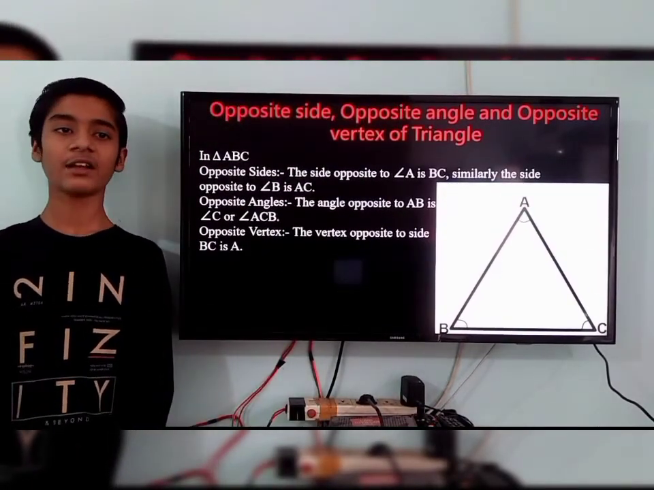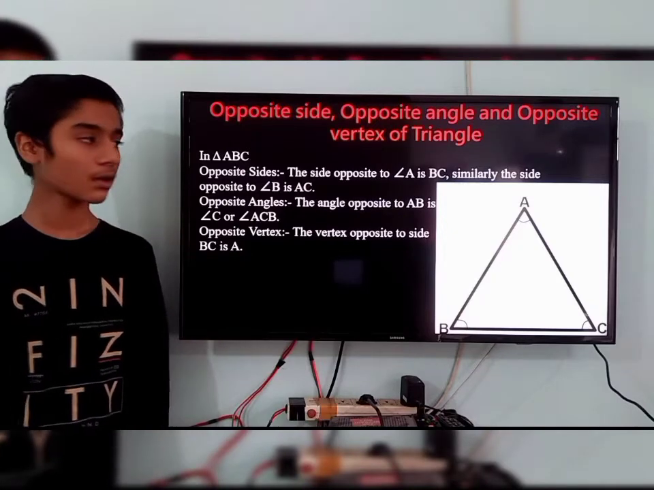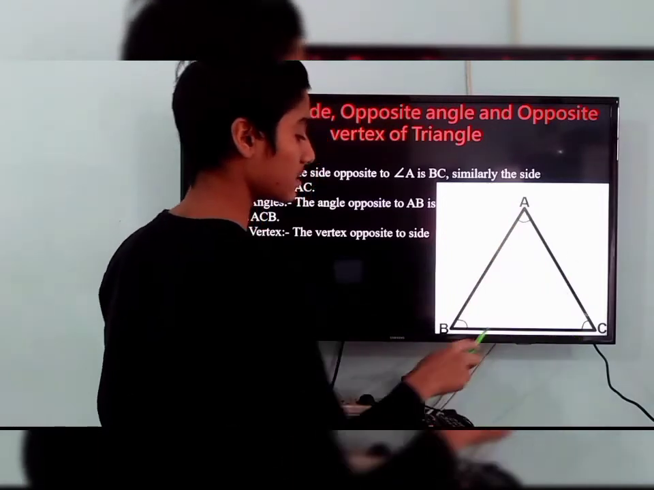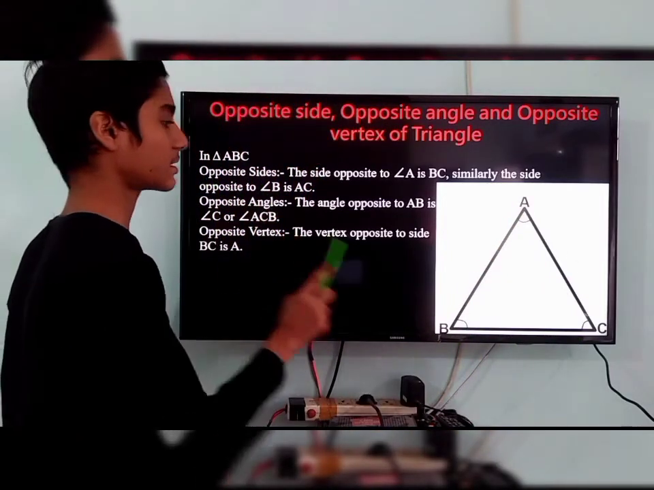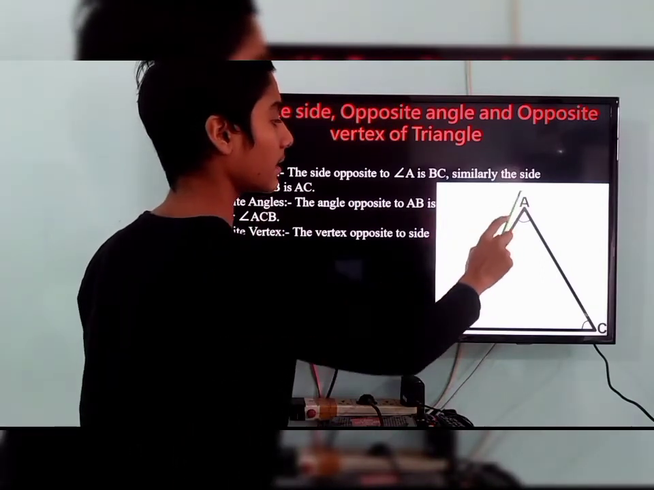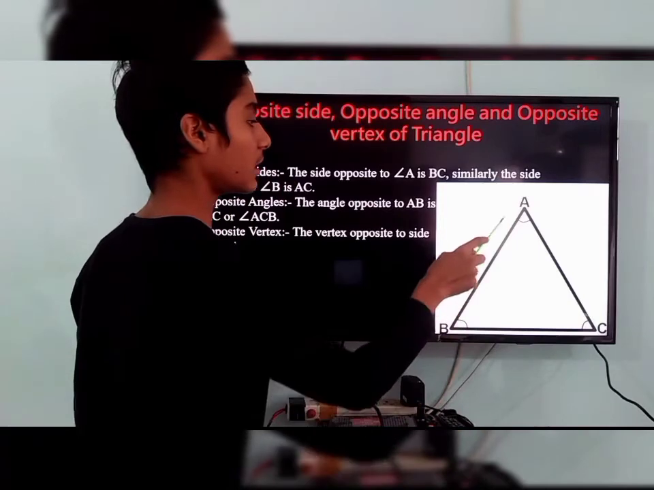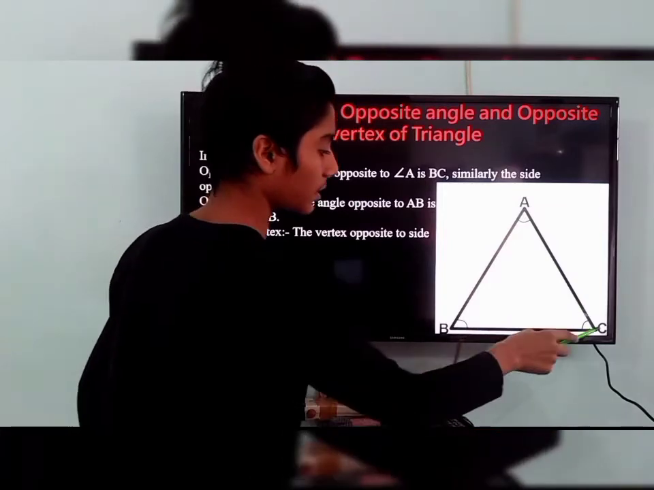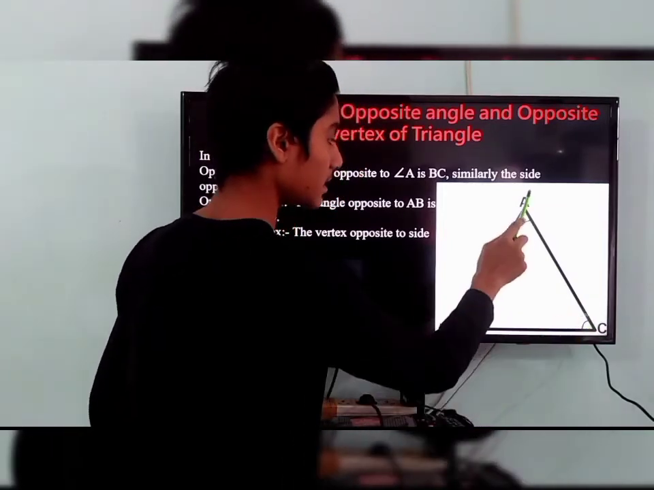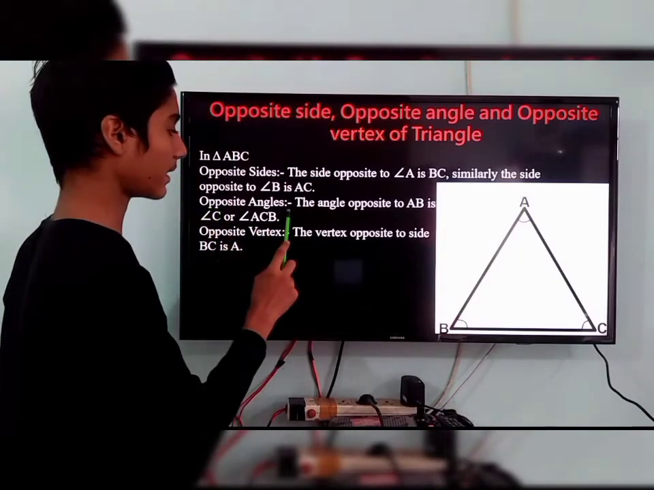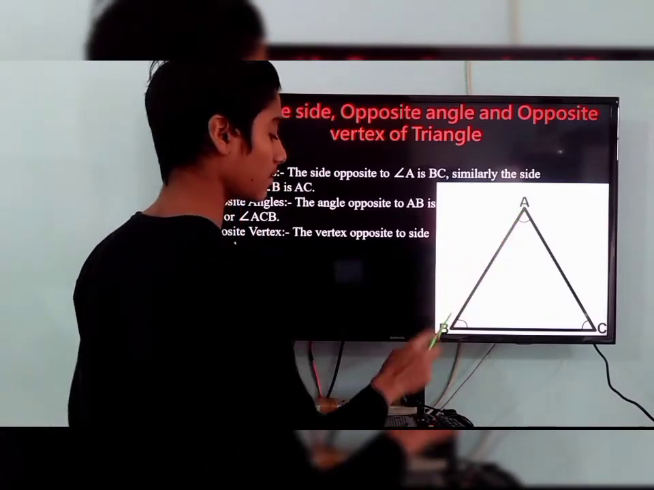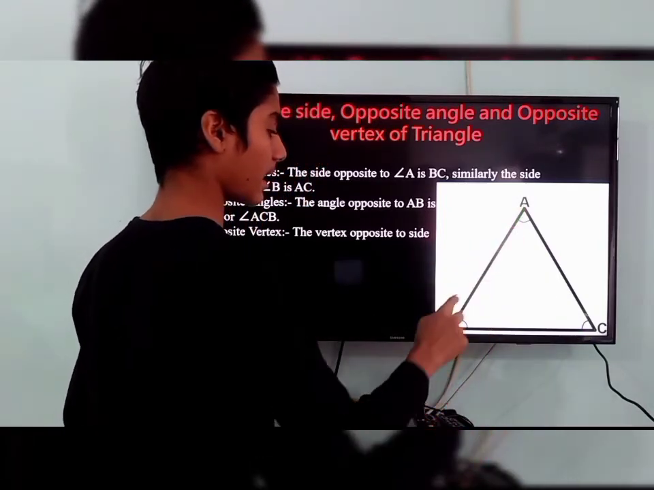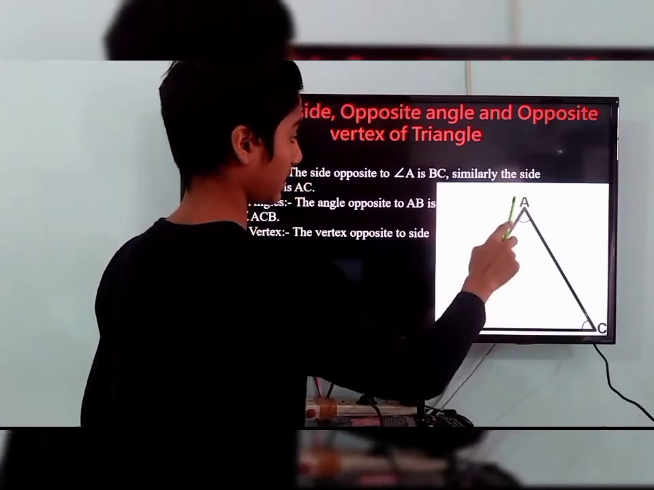Opposite side, opposite angle and opposite vertex of a triangle. We can understand this by this figure, triangle ABC. Now opposite sides. The side opposite to angle A is BC. Similarly, the side opposite to angle B is AC. Similarly, the side opposite to angle C is AB. Now opposite angles. The angle opposite to AB is angle C. The angle opposite to AC is angle B. The angle opposite to BC is angle A.